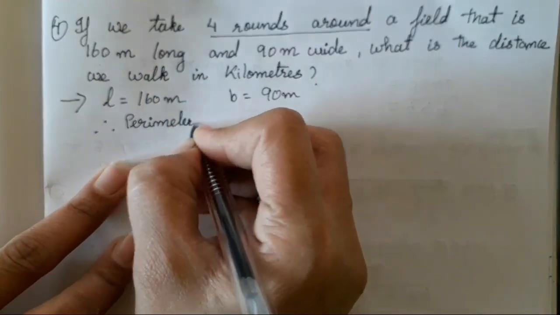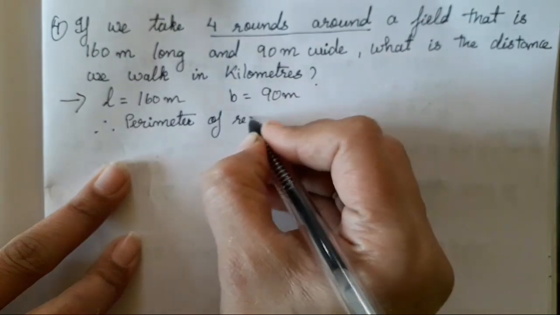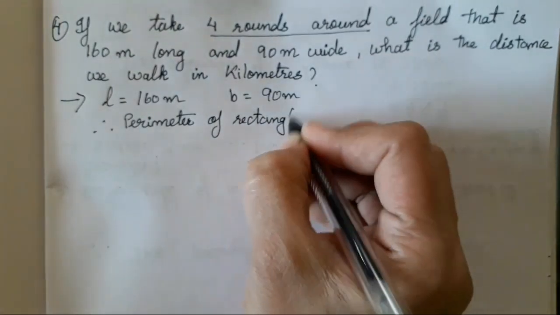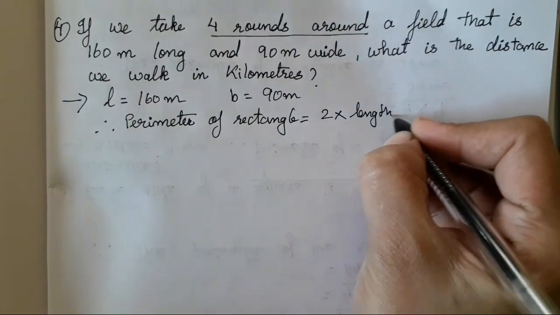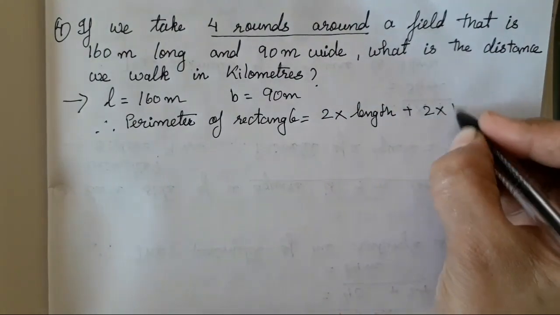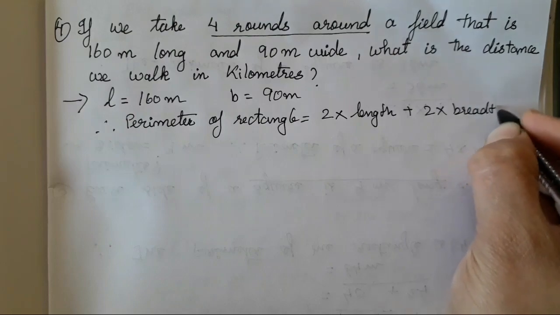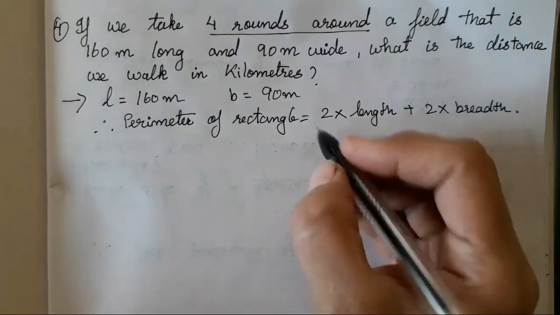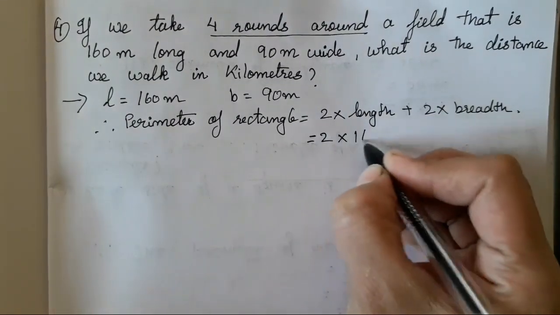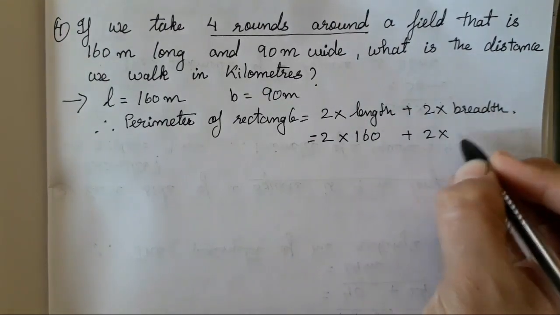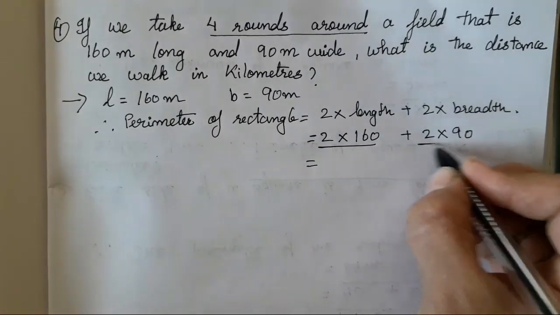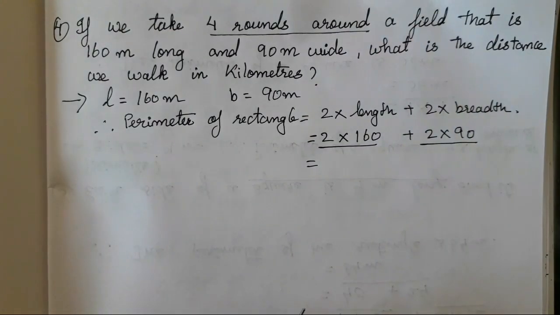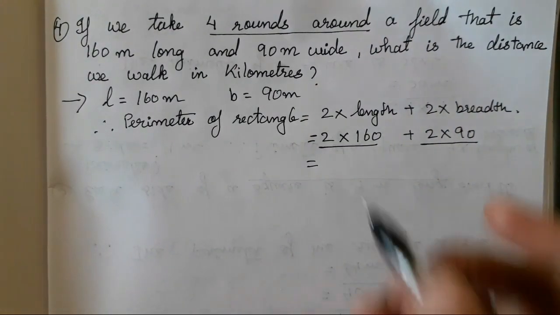perimeter of rectangle is equal to 2 into length, or 2 into L also you all can write, plus 2 into breadth. Okay children, so 2 into length was 160 plus 2 into 90. Okay, again we have to multiply it. We don't have to multiply it separately. If you all know the tables, it is very easy.